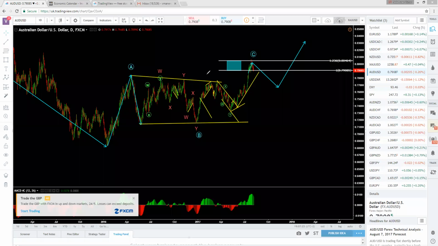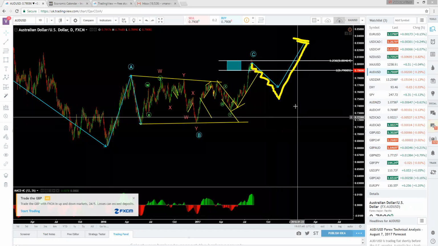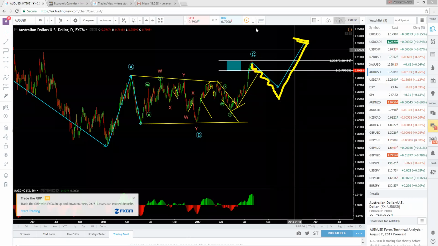We're expecting this pullback here because this is a new string. It's independent of this. This has completed. The A, B, and the C has now completed. So what could happen is you can get this to pull back to around this area, and then we get this move there. That's Aussie US dollar. There's no real trade here on Aussie US dollar that I'm holding.